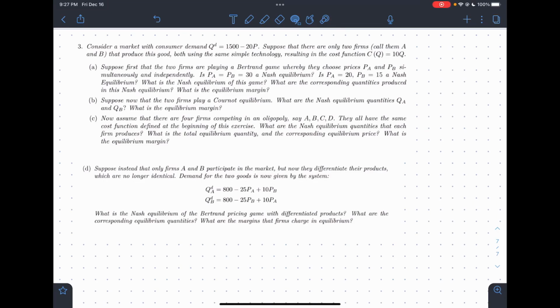Hello. Welcome to the final review problem. So this is problem 3. This is going to be an oligopoly model. So we're going to have multiple firms that are competing.